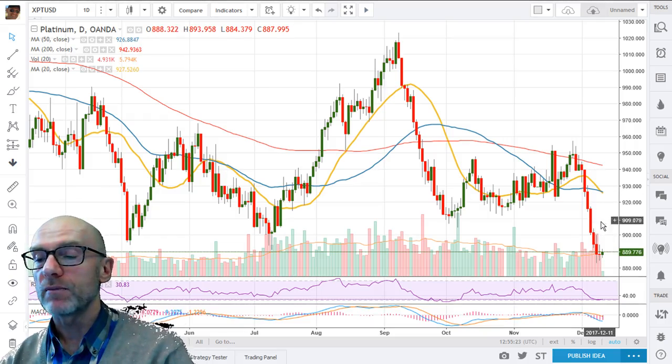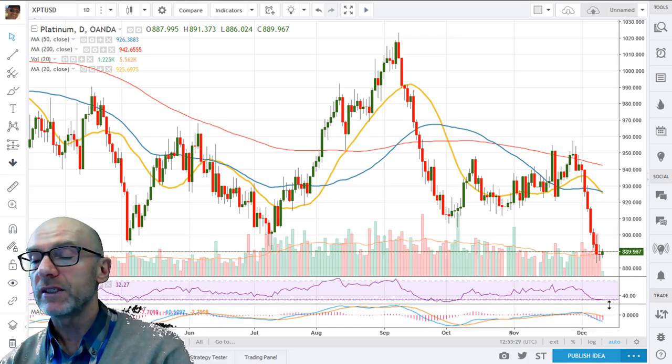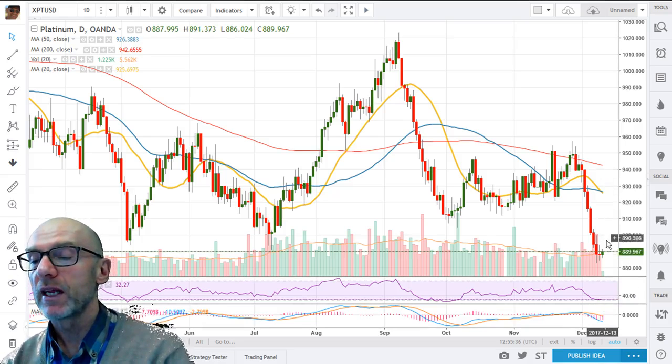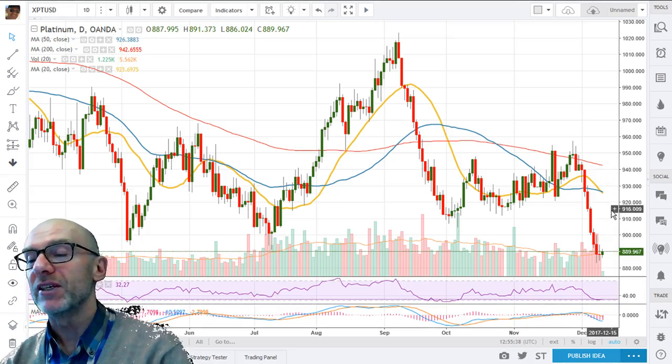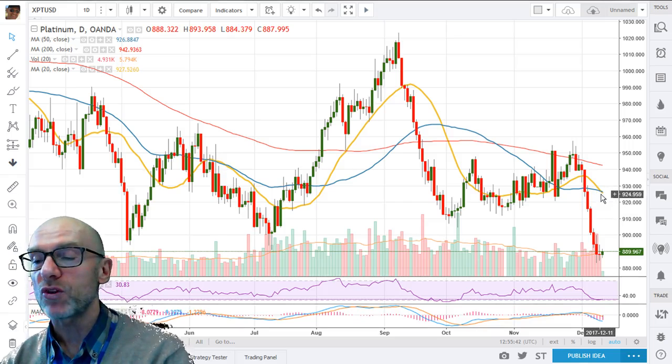However, we have become oversold. You can see the RSI is down at the 30 level and is starting to bottom maybe, and we're overextended away from the moving averages. However, you can see that the 20 and 50 created a bearish cross yesterday. So that's a bearish scenario for the midterm.